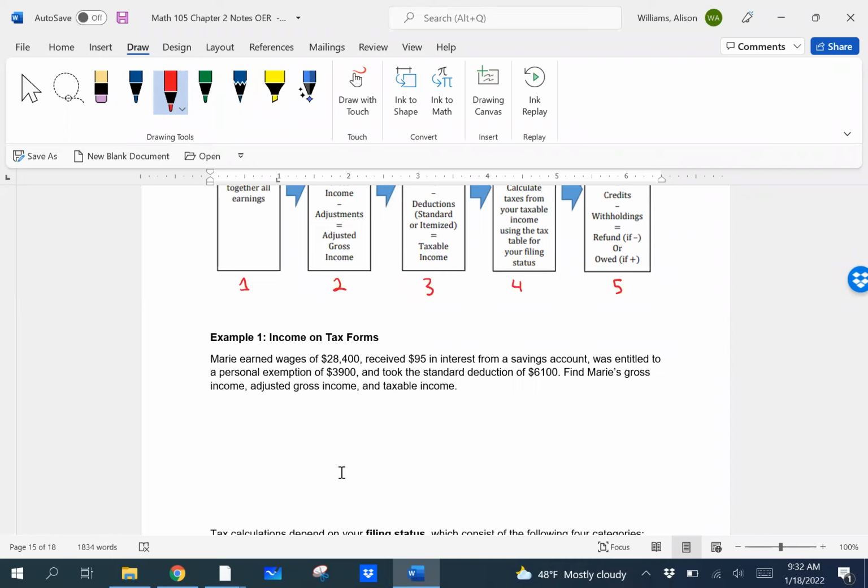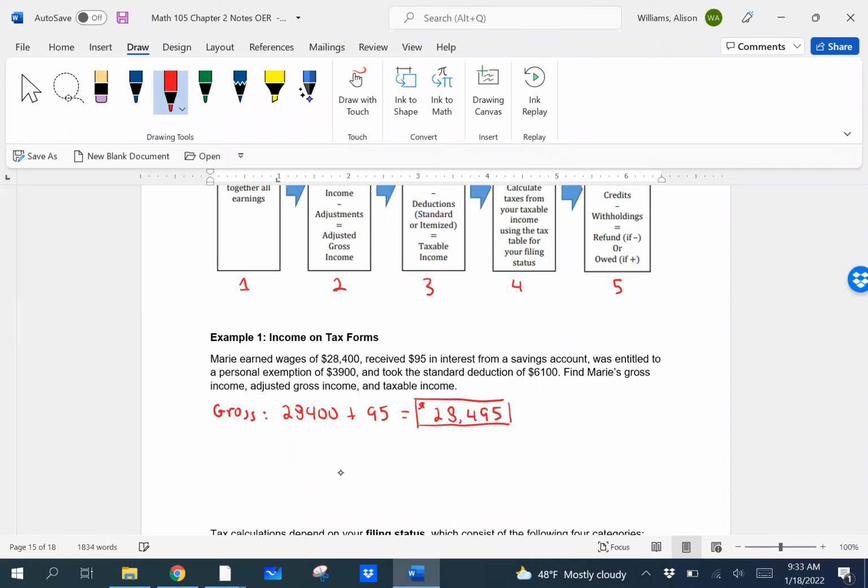Okay, so before we get into that, let's go ahead and look at these three. First thing we want to do is find the gross income. So gross income is how much she has actually brought in that year. So that'll be her wages, the $28,400, plus the interest, the $95. And yes, the federal government is going to make sure that you include every dollar in your income. So $28,495 is her gross income.